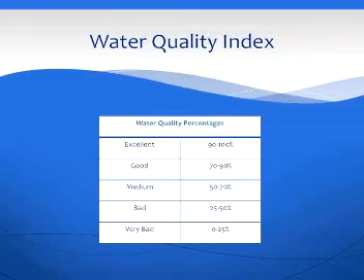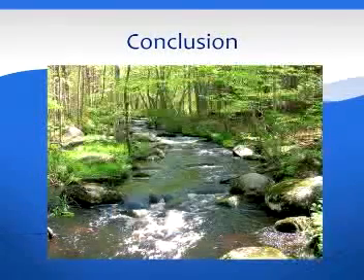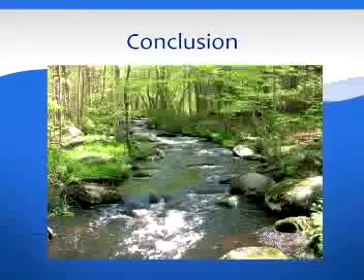Just like in a classroom, excellent is the A range, 90 to 100. Good water, like what we just had, is 70 to 90%. Medium, 50 to 70. Bad, 25 to 50. And very bad, 0 to 25%. And that is the water quality index. The water quality index is a good indicator of overall stream health.